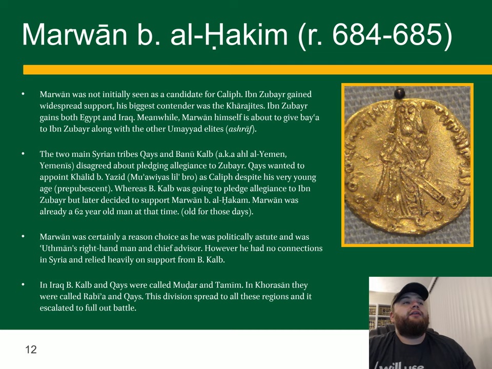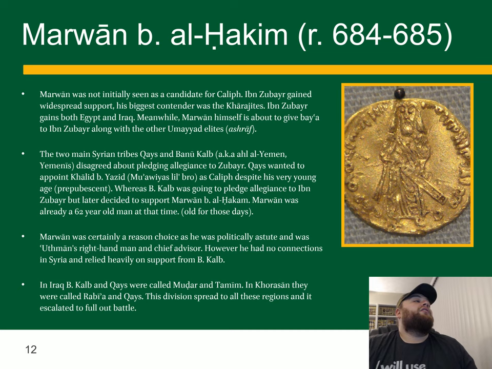So you could see that both Qais and Banu Kalb were in a crisis mode. They're in a very weak position. They're infighting amongst each other in Syria. Nobody thought anything was going to come out of this. Ibn Zubayr had all the power. He was concerned with fighting the Khawarij. He wasn't even concerned with what was happening in Syria, to his detriment.